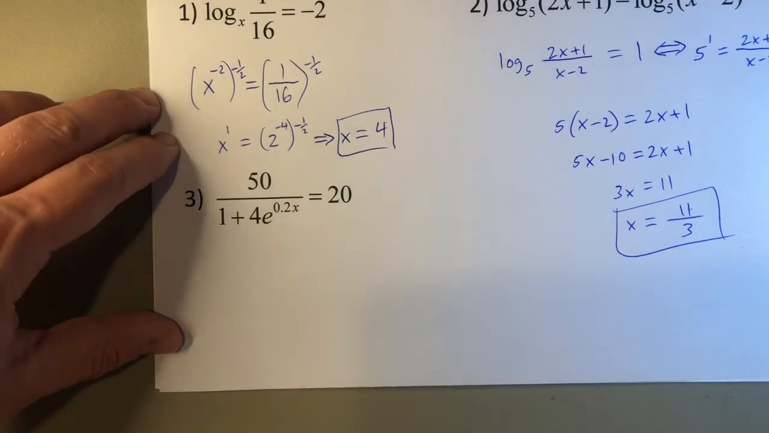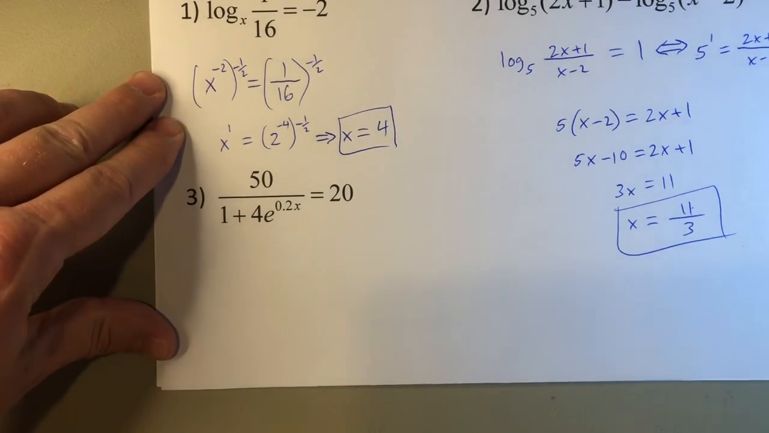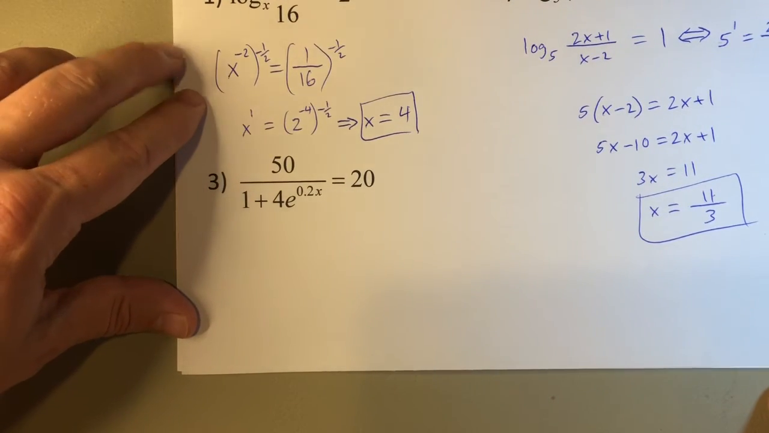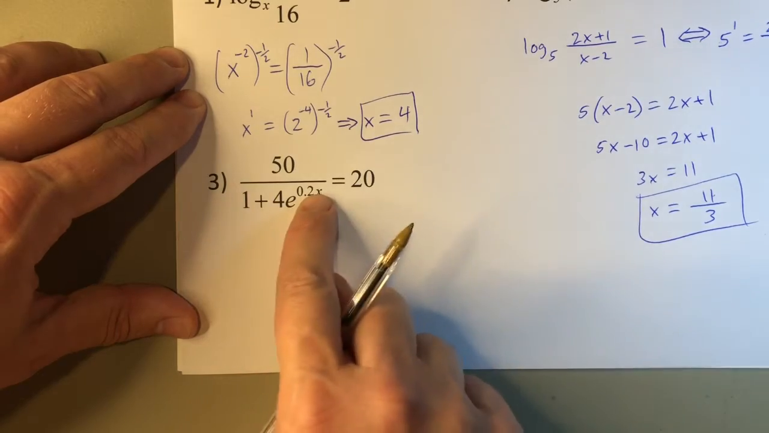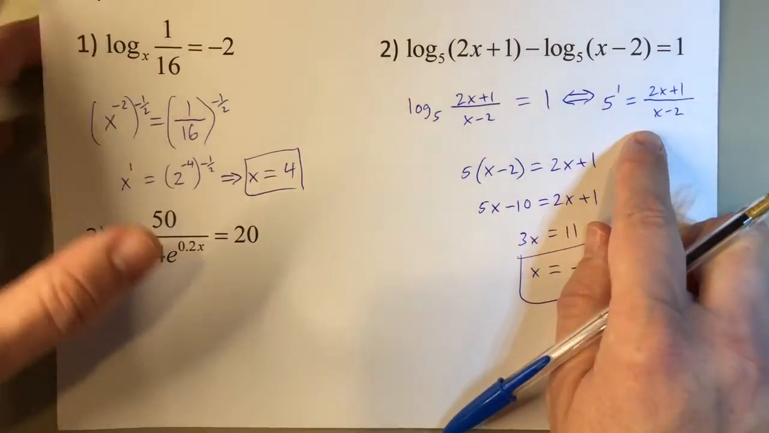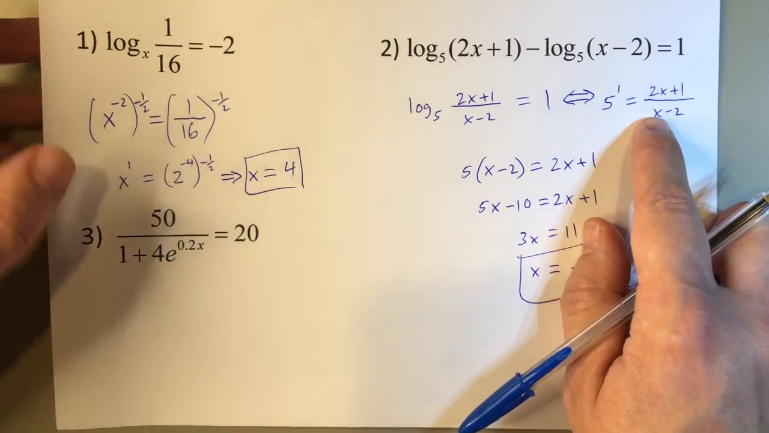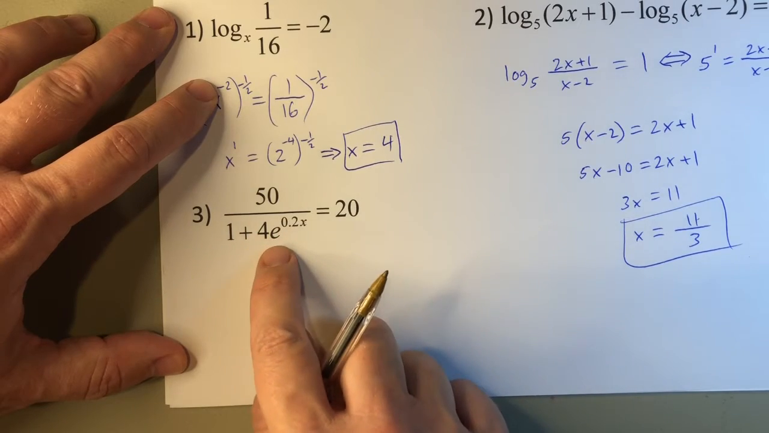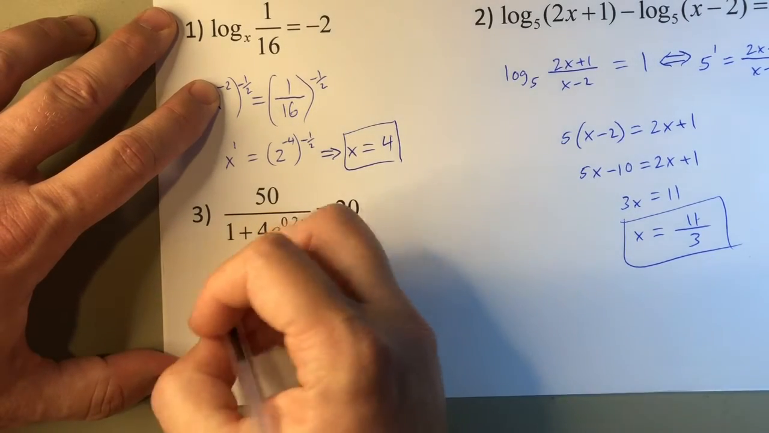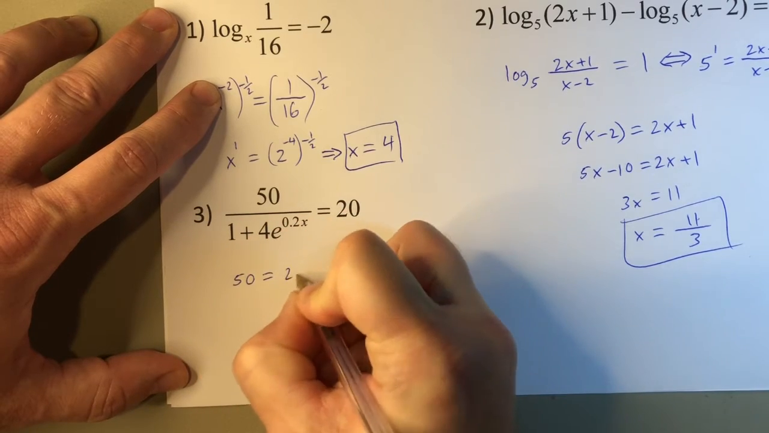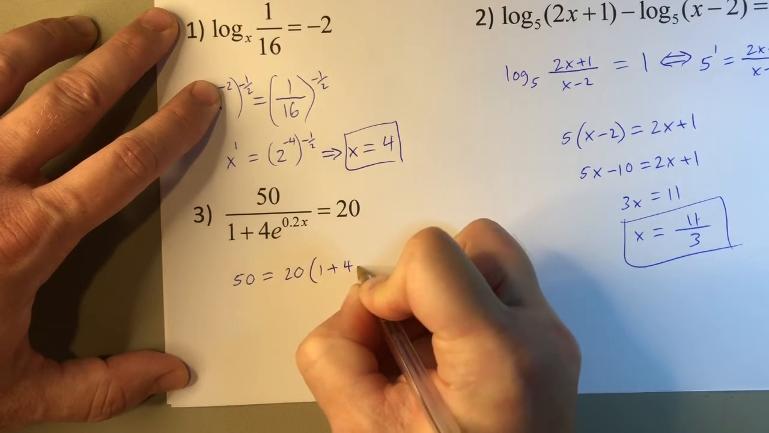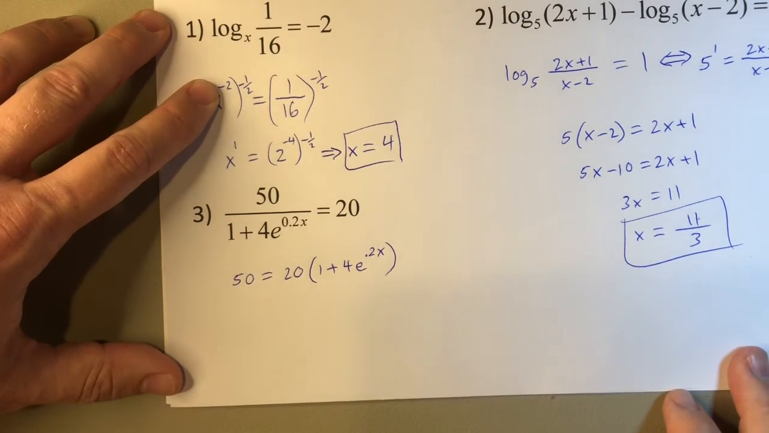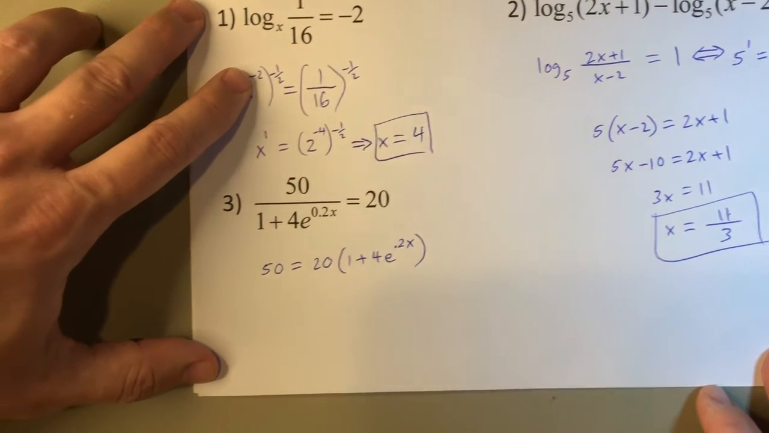So, well, what can we do here? We're trying to solve for x. We're trying to isolate this x. So let's first multiply both sides by this denominator, just like we did in number 2. At this step, we really multiplied both sides by the LCD. So in example number 3, the LCD is this, 1 plus 4e to the 0.2x. So if we do that, we get this, 50 is equal to 20 times 1 plus 4e to the power of 2/10 x.